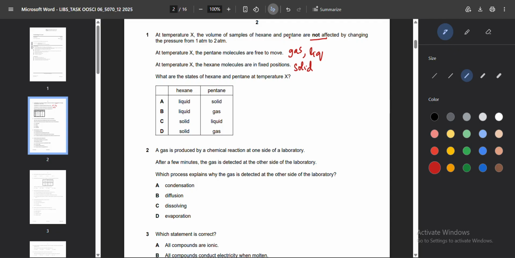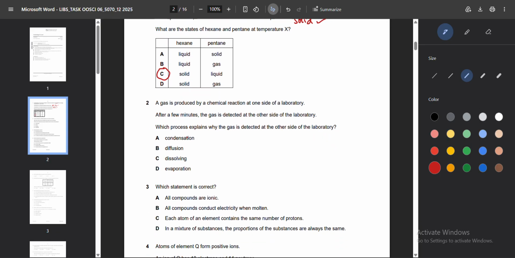But since it's written that their volume is not affected by the pressure, it means that they have fixed volumes, and gas does not have a fixed volume, so that means the option of liquid and solid is correct. So option C is the correct option.